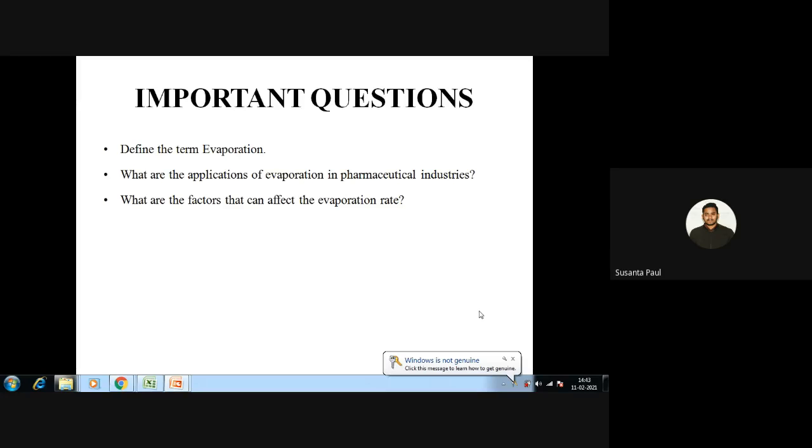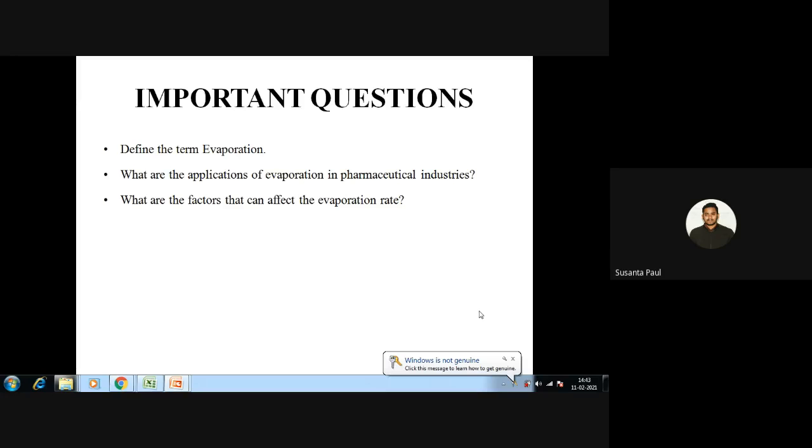Now the next one is: what are the applications of evaporation in the pharmaceutical industry? We have studied that the evaporation process is widely used in the preparation of bulk drugs, in insulin production, or to make more concentrated products. So these are the applications where evaporation can be done in the pharmaceutical industries.